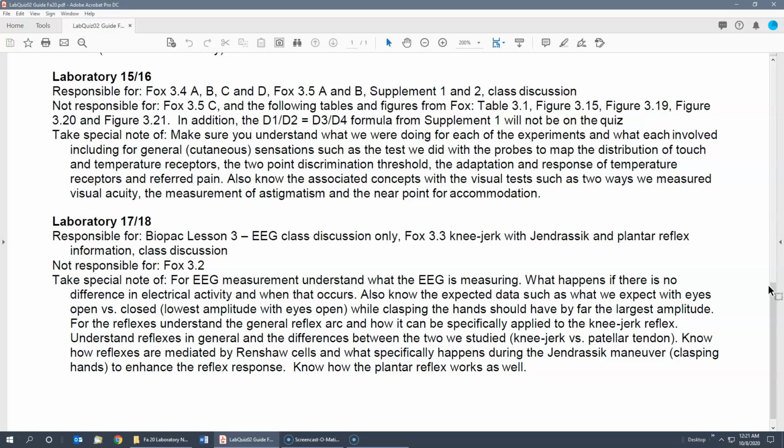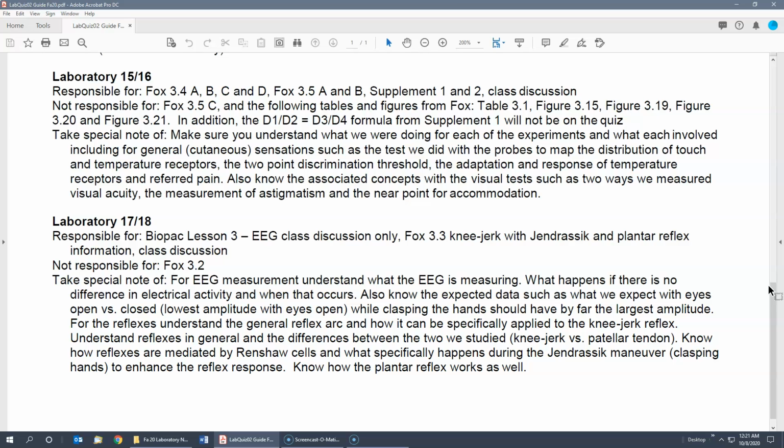And again, the EEG has a section in FOX 3.2 you're not responsible for. So for the EEG, you don't have to know much about it. We said it just measures the electrical difference between 2 parts in your brain. If there's no electrical activity, what happens with the EEG? It's flat. When does that occur? When you're dead. I want you to know the expected data, not so much with eyes open, eyes closed, but the clasping of the hands when you do that Jendrassik maneuver. That should give us the biggest amplitude.